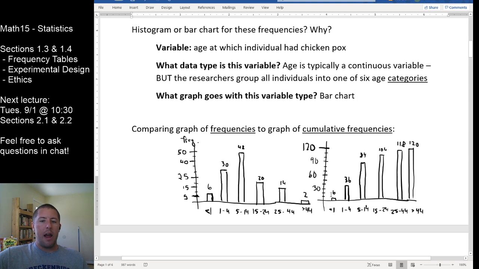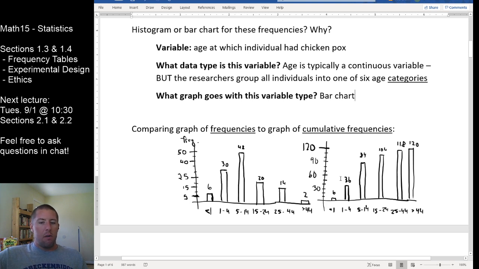So cumulative frequency graphs are always going to be increasing in height as compared to this frequency graph that increased until the most common category, then decreased because these were less common categories. The other thing I want to say about this is that our observations that we make about cumulative frequency graphs are different than the observations that we make about regular frequency graphs. The regular frequency graph, I want to observe things like the age range from 5 to 14 is the most common age grouping, most common category of age in which to get chickenpox.